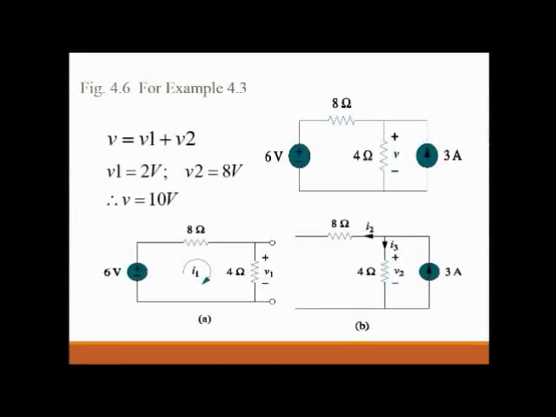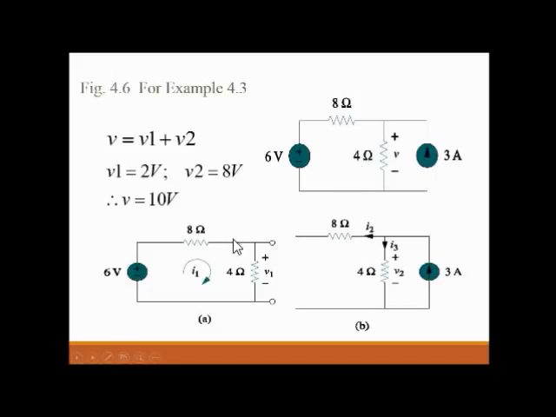Now for example, you can see from this picture, this is a mesh. It has a current source of 3 ampere and a voltage source of 6 volt. Now there are two resistances, that is 8 ohm and 4 ohm, connected. Now we have to use the superposition theorem.